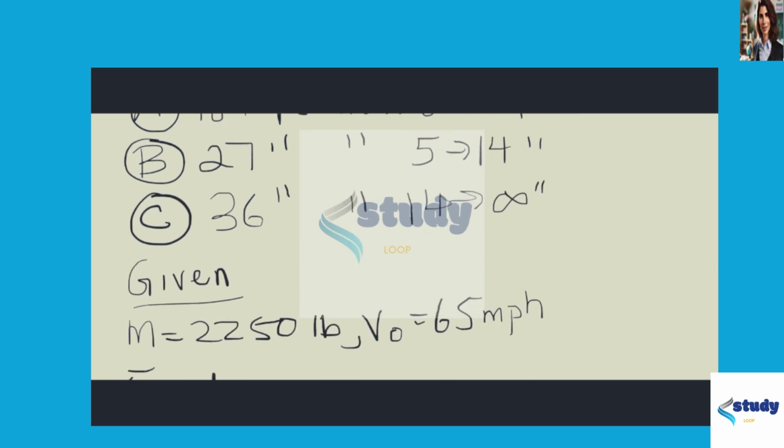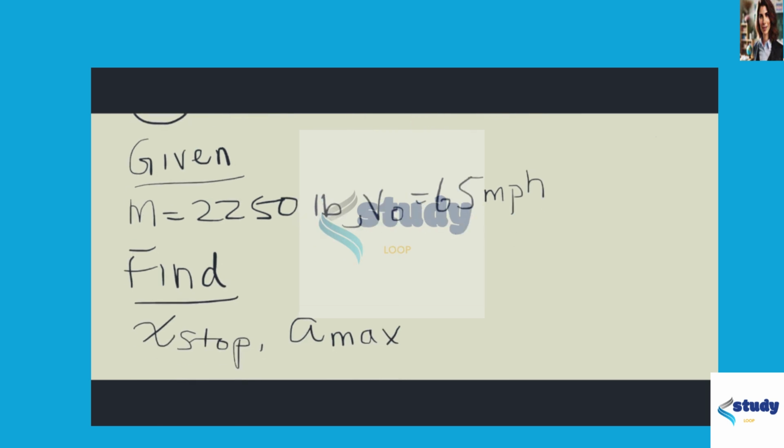What we're given is that the mass of the car is 2,250 pounds. The velocity of the car is 65 miles an hour. And we're asked to find the total stopping distance and the maximum acceleration of the car during its period of hitting those barrels.